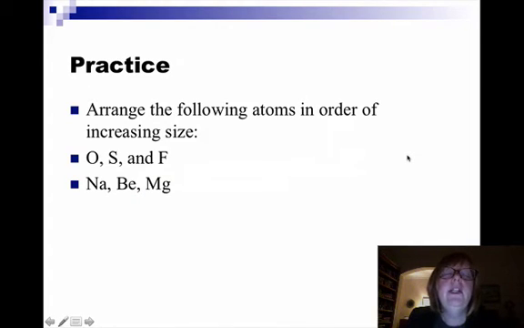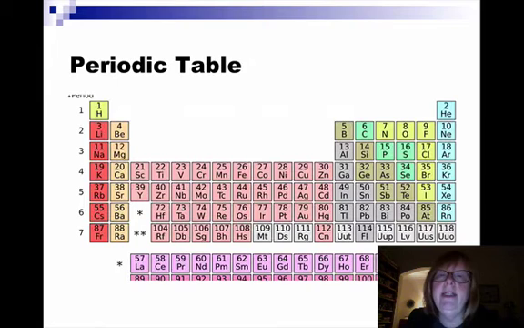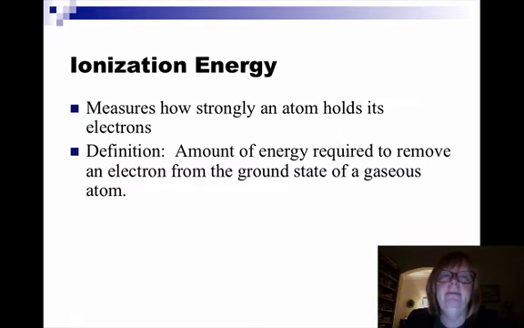Okay, let's look at sodium, beryllium, and magnesium. The smallest is going to be beryllium, followed by magnesium, and the largest will be sodium. These are the types of questions that you're going to be asked on some type of test or quiz about periodic trends.